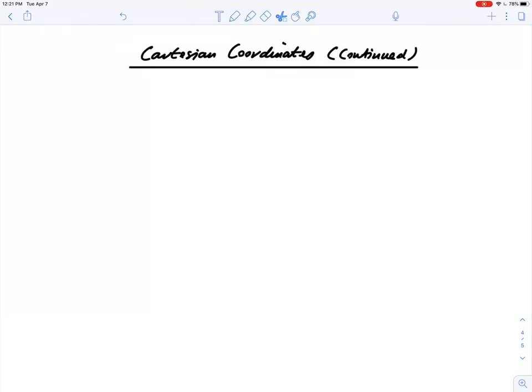Alright, so let's think about this. We want to continue thinking about Cartesian coordinates. And let's recall what Cartesian coordinates are. So Cartesian coordinates are a way to describe positions in a plane very accurately using numbers.